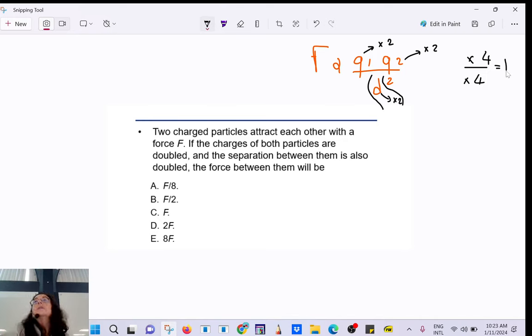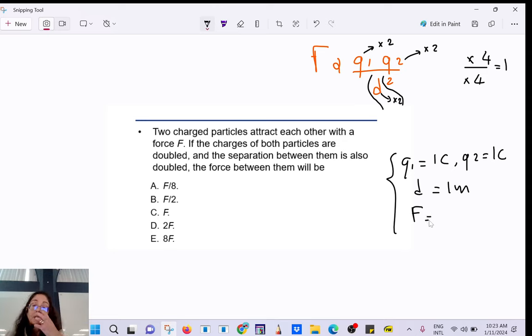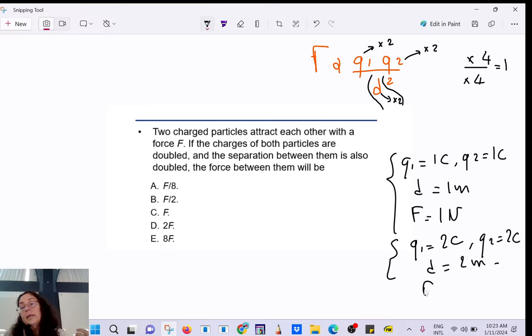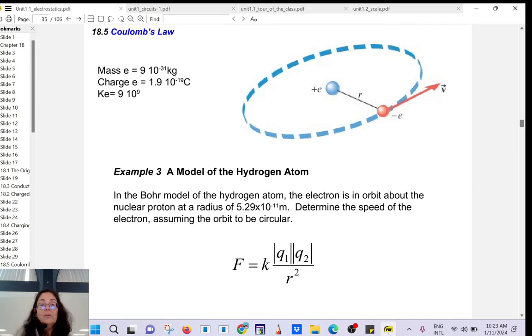If you are not convinced, if you have a hard time with that, what you can do is give yourself fake numbers. Let's say Q1 is 1 coulomb, Q2 equals 1 coulomb, and the distance between them is 1 meter. So you find the force, which is 1 newton. So what's going to happen if you take Q1 equals 2 coulombs, Q2 equals 2 coulombs, and the distance equals 2 meters? That's one trick. I don't have to worry about the constant here because the constant is not involved. We just want to find the ratio. So it's a ratio, that means you divide. For engineers, it's important to understand that.